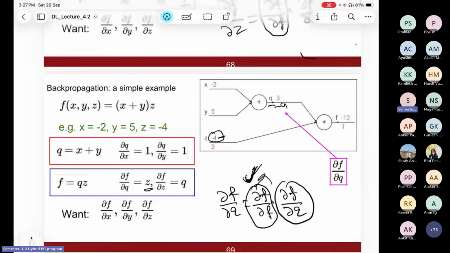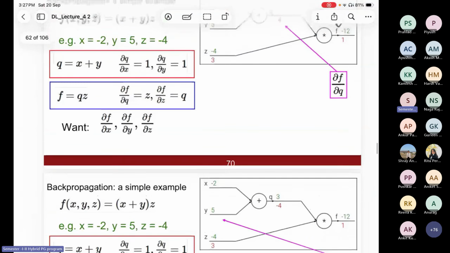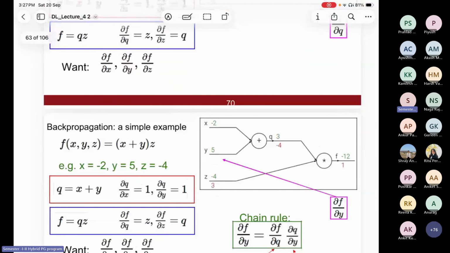Let's come to the next part. Again, we have to reach x, y, and z. So now come to this part. Suppose I want to find del f by del y.